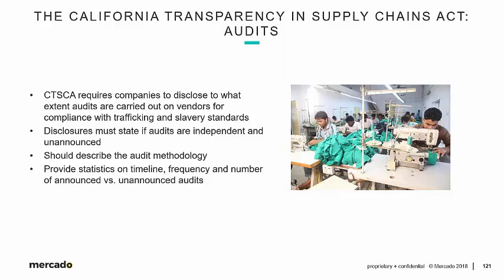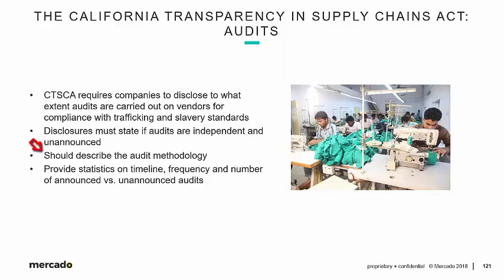Disclosures must state if audits are independent and unannounced, another great requirement, because if we think about it, if we're a U.S. importer subject to the Transparency Act, and we give a vendor in Bangladesh 3 months' notice that we're coming over to do an audit, what's that vendor going to do? They're going to clean up their act if they're in violation, put on a good show, and if they are indeed violators, go right back to what they were doing after the fact. This requirement is quite good.